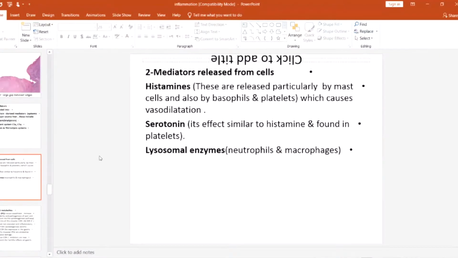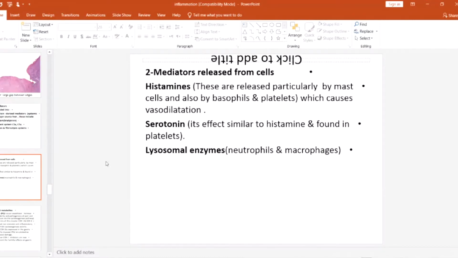The second are mediators released from cells. Example: histamine, mainly from the mast cell, basophil or platelet, which is the main cause of vasodilation. Serotonin also causes vasodilation. The lysosomal enzymes also cause vasodilation.